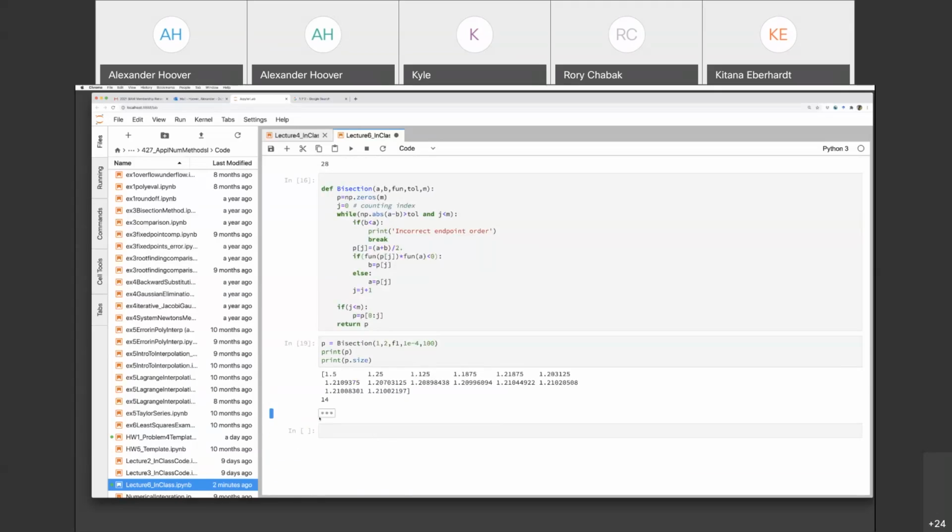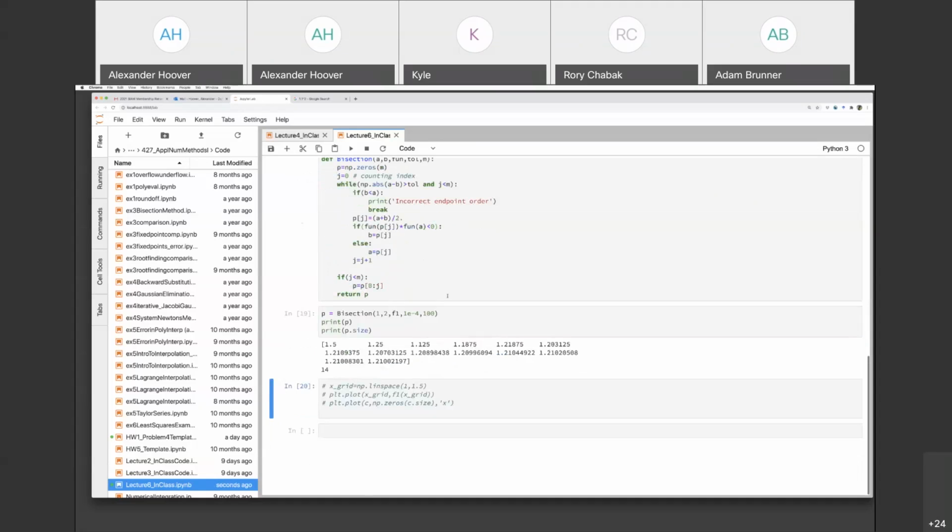I had a quick question. This is a bit of an aside, but this method wouldn't work for, say, a function like x squared, because it's positive on both sides. That's a great question. It would not be able to work on that. You have to rely on the fact that there's a change of sign, right?